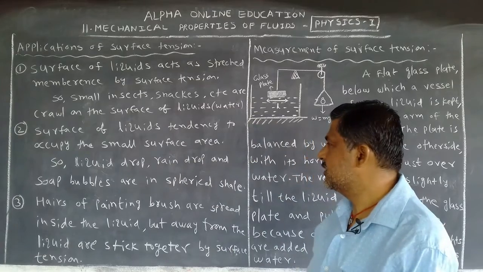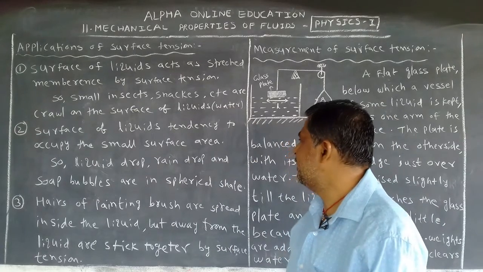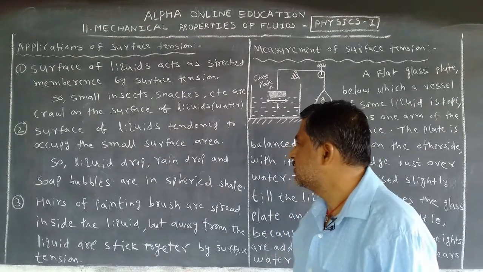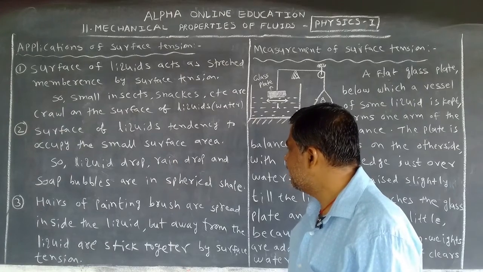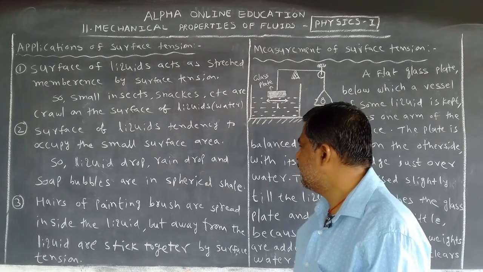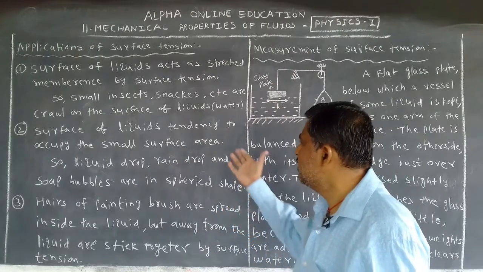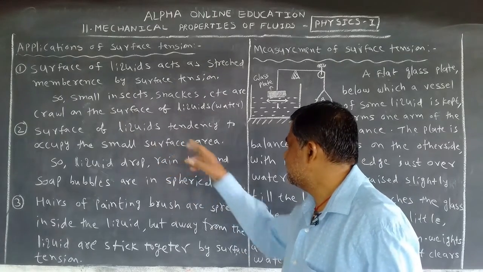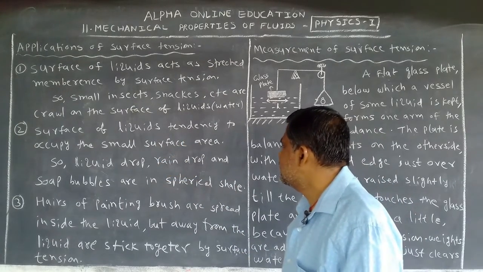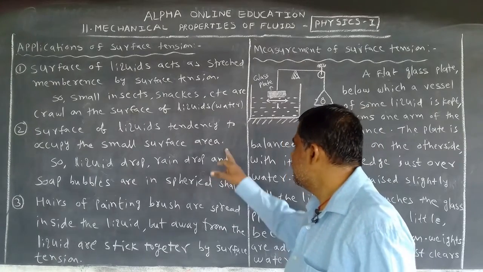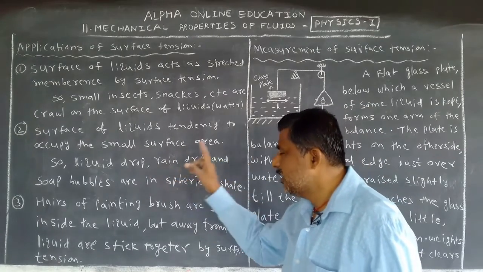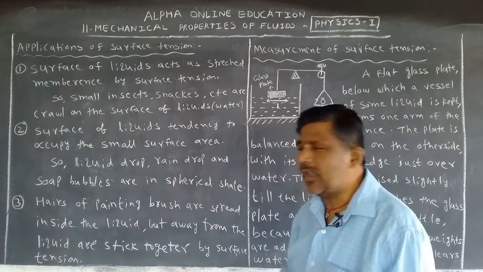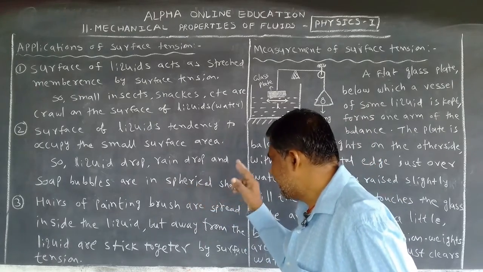Second one, the surface of liquids has a tendency to occupy a small surface area. By surface tension only, the surface of the liquid tends to occupy the smallest surface area. So liquid drops, raindrops and soap bubbles are spherical in shape.